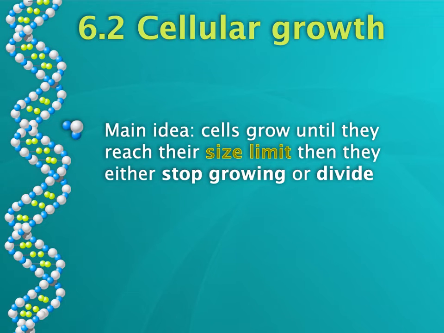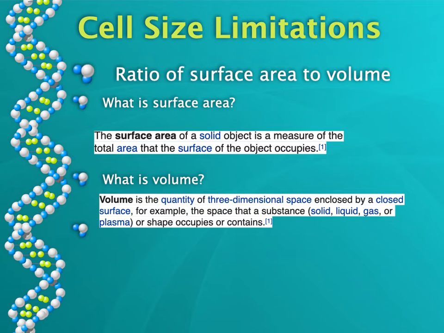The main idea: cells will grow until they reach their size limit, and then they've got a choice. We're done, or we're going to divide. But before they can divide, we have to understand cell size limitations, and that involves the ratio of surface area to volume. What is surface area?